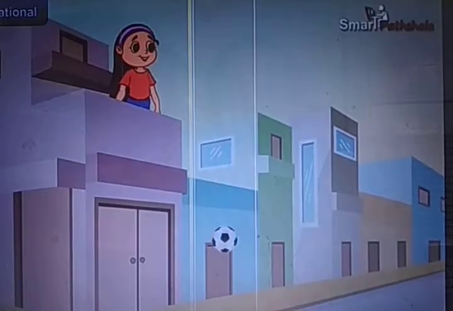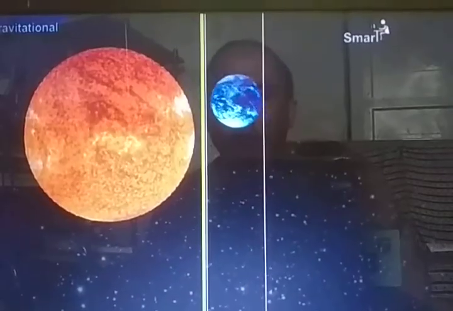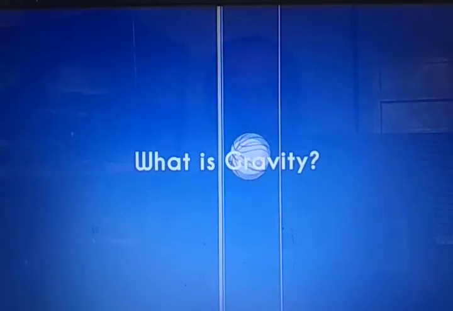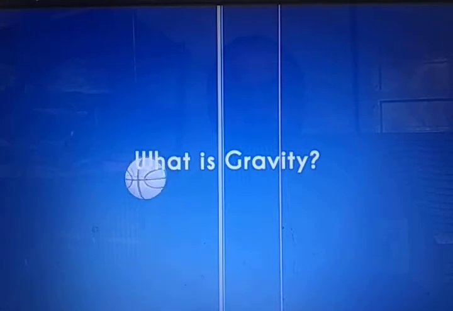I hope that gravitational force, or gravity, is clear. For the same reason, the planets move around the sun because of the centripetal force. As a revision, we'll start again. What is gravity? When an object falls, it falls towards the earth.